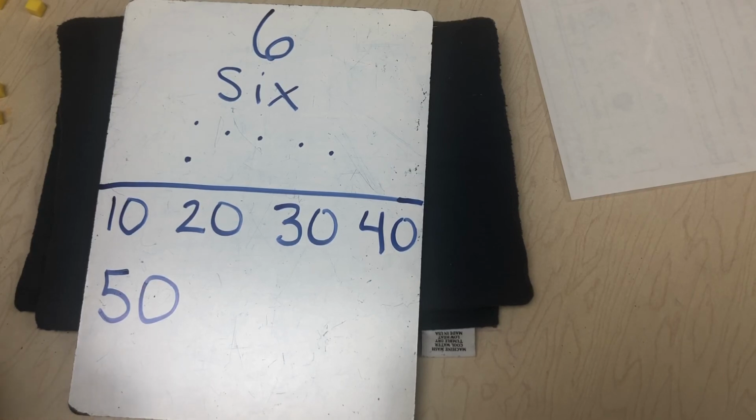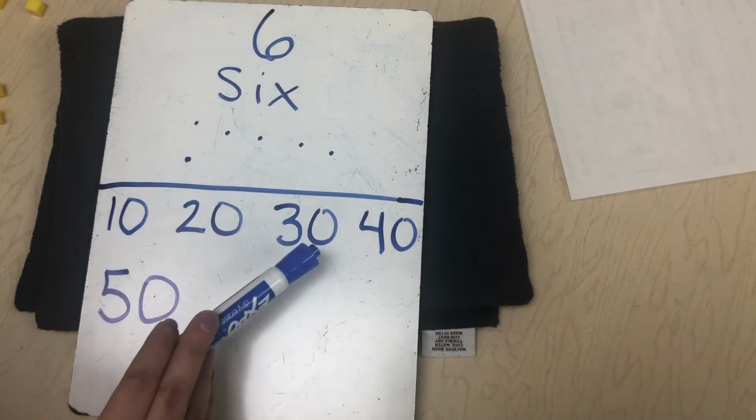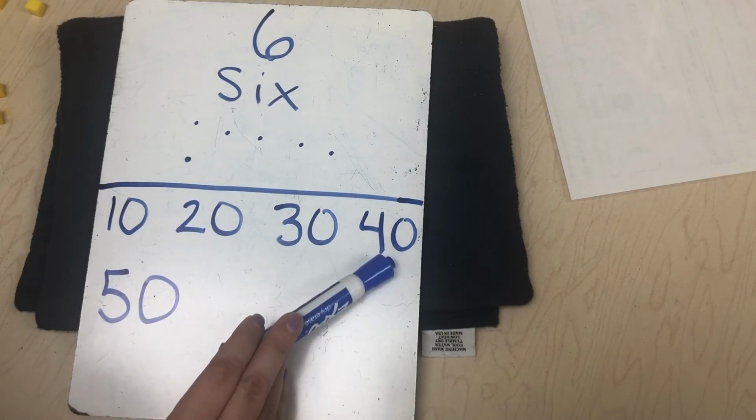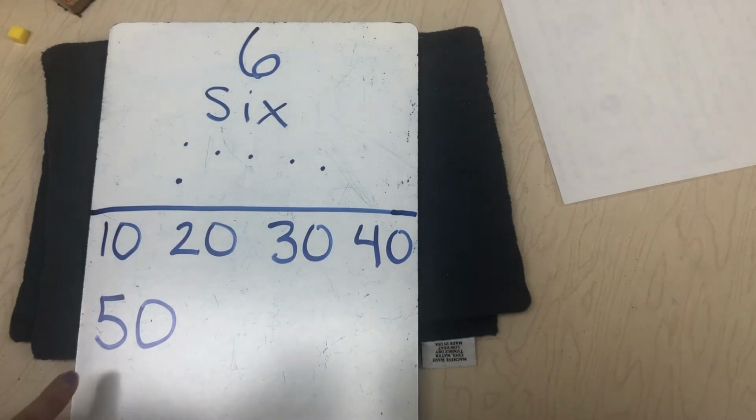So let's count by tens together. 10, 20, 30, 40, 50. Good job, everybody.